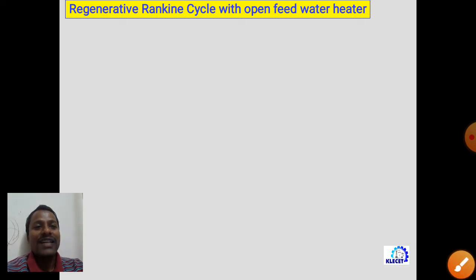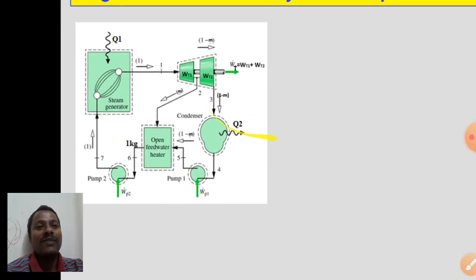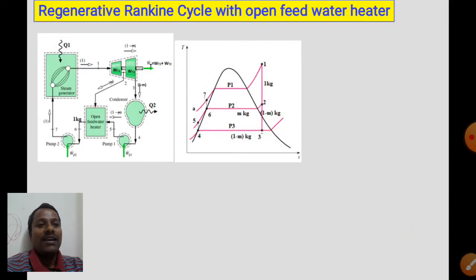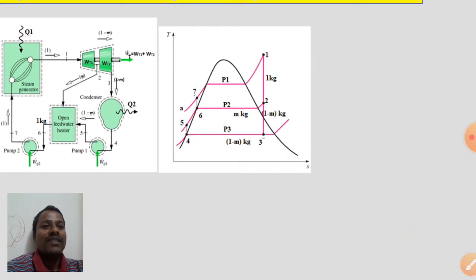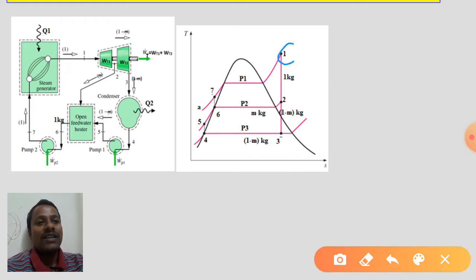So now let's again look into the line diagram for the open feed water heater. We have discussed it in the previous slide. After that, let's look into the TS diagram for the same regenerative Rankine cycle with open feed water heater. If you want to understand the TS diagram for this schematic diagram, initially the steam at state 1 enters the steam turbine. The mass is 1 kg here.